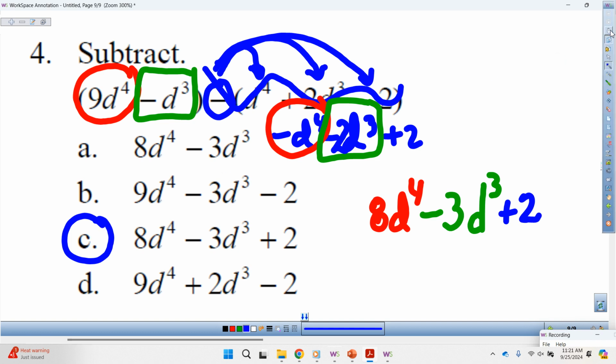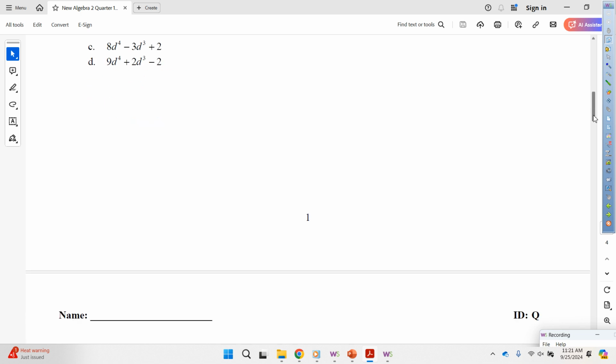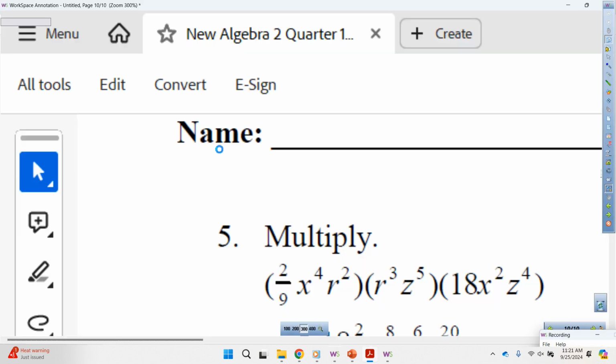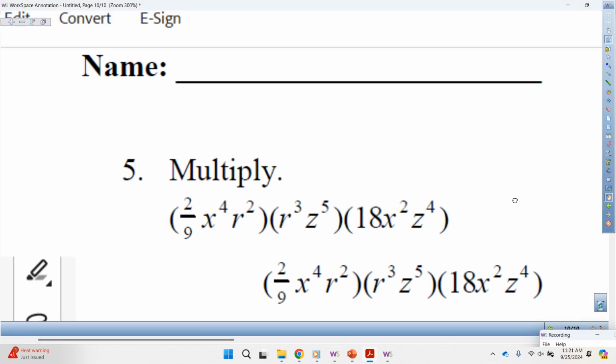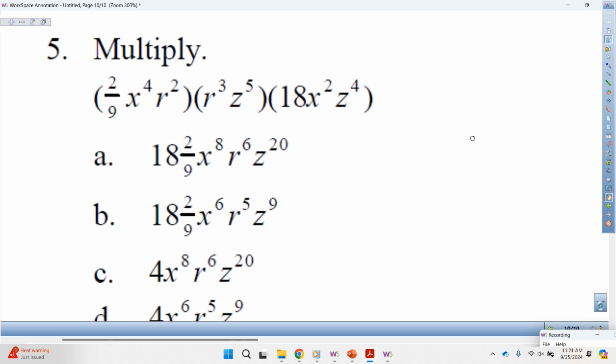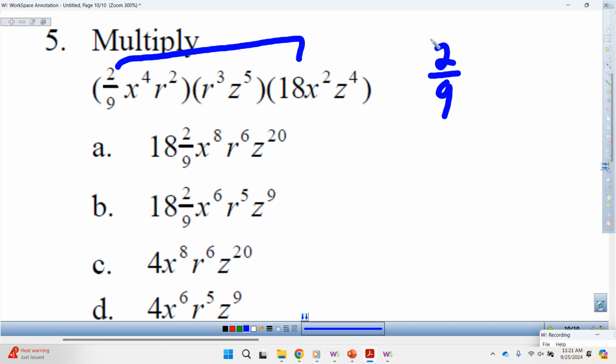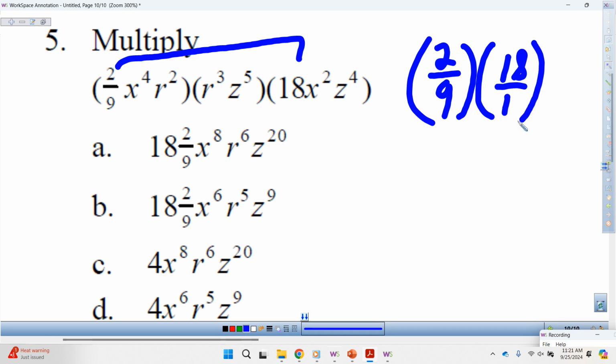All right. Move on. That was number 4. Number 5. Pretty sure some of you had questions on this one. Here it goes. So, monomial, monomial, and monomial. Numbers times numbers, variables times variables. Here we go. 2 9s times 18. I'm going to write it out. 2 9s times 18, and I'm going to write that over 1.